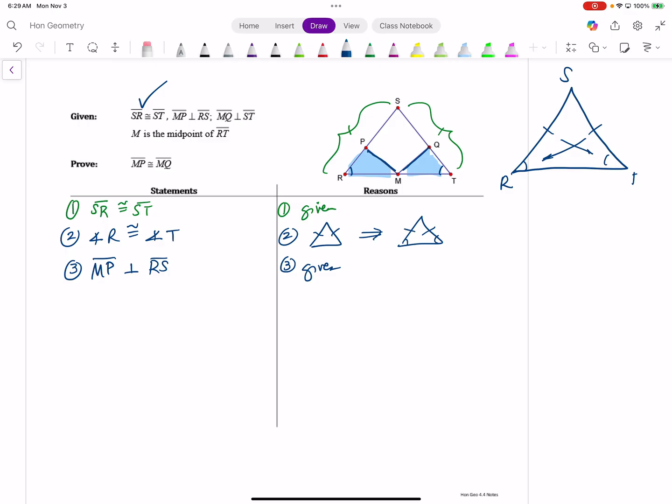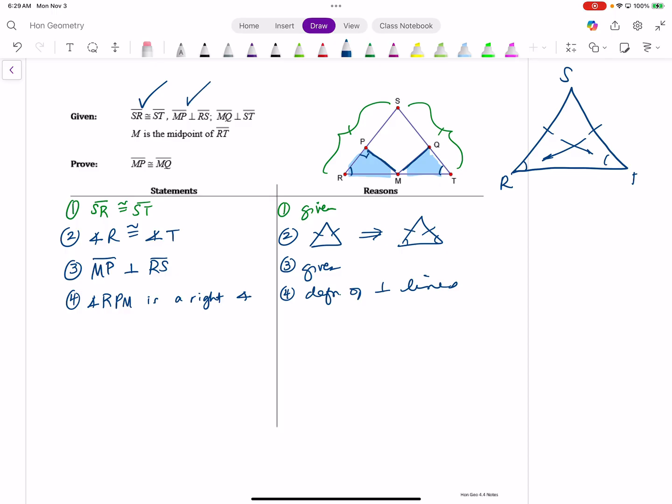Okay, so MP is perpendicular to RS. So I know that's a right angle. So I know the angle RPM is a right angle because that's the definition of a perpendicular line.